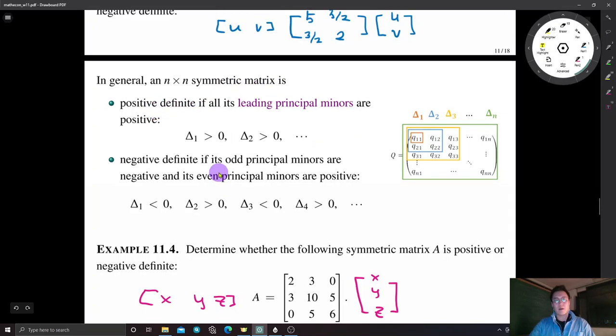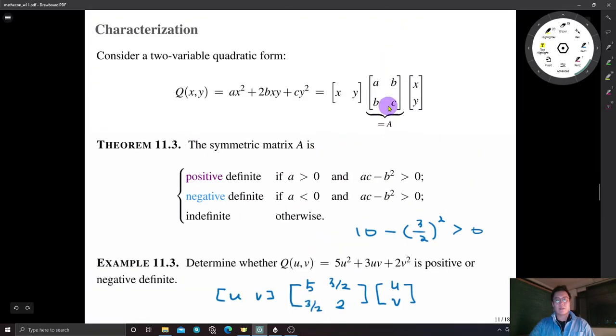definite. Okay? So going back to this 2 by 2 case, the A can be regarded as the first leading principal minor. AC minus B squared, the second leading principal minor, right? Because we have just 2 by 2, so it ends right here. Okay? So every principal minor is positive, and matrix A is positive definite.